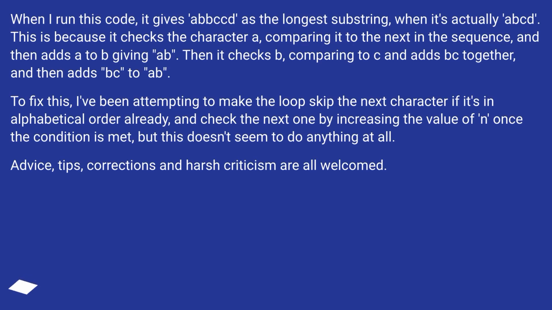When I run this code, it gives "apt" as the longest substring, when it's actually "apt". This is because it checks the character A, comparing it to the next in the sequence, and then adds A to the result, giving "app". Then it checks B, comparing to C, and adds BC together, and then adds BC to "app". To fix this, I've been attempting to make the loop skip the next character if it's in alphabetical order already, and check the next one by increasing the value of n once the condition is met, but this doesn't seem to do anything at all. Advice, tips, corrections and harsh criticism are all welcomed.